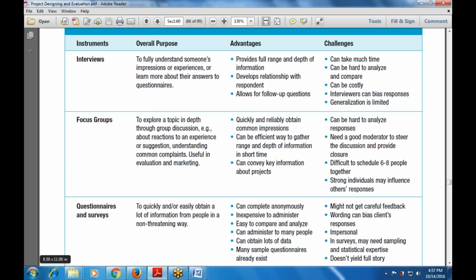Then it can be administered to many people. One questionnaire can be distributed to more than one person, to many people. Then can obtain lots of data. So it can obtain lots of data, because everything is published in the form of questions in the questionnaire, so it can obtain a lot of data.